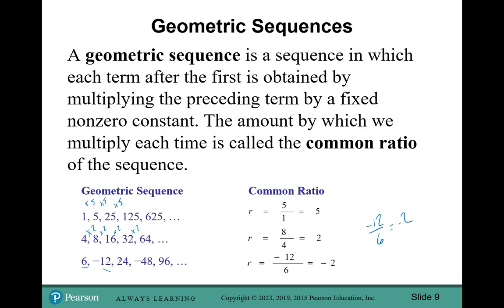-12 times -2, that's positive 24. 24 times -2, that's -48. -48 times -2, that's positive 96. So our common ratio is -2.